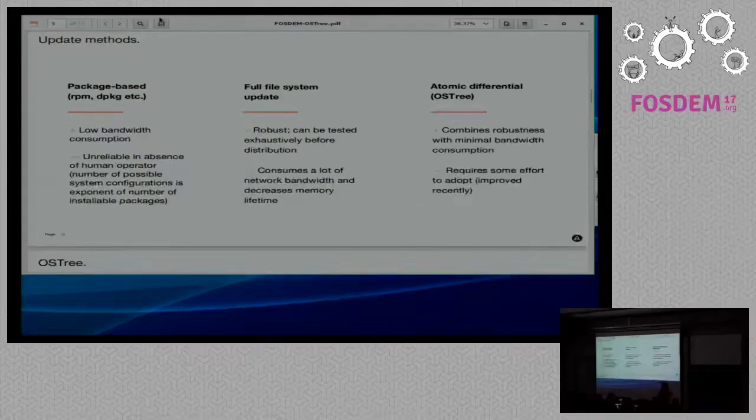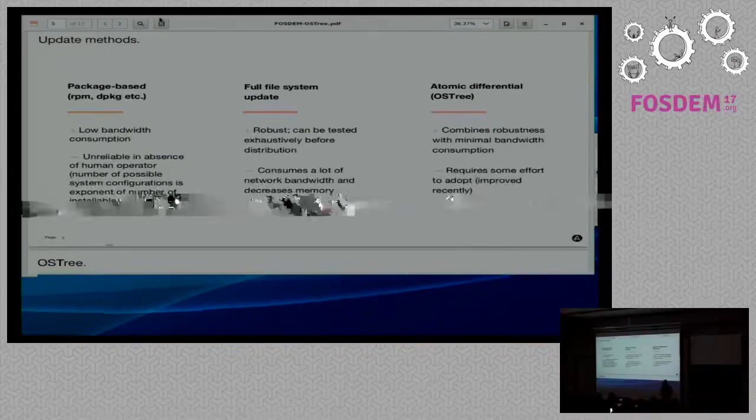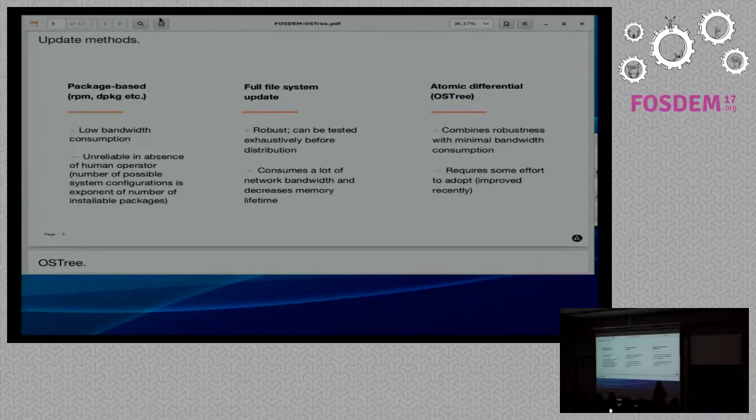As of now, we basically have three methods of delivering updates. First is package-based, what we use in all our desktop or server Linux distributions. It's nice, it's convenient. We only download what we want to download. That's very important for over-the-air updates where bandwidth is expensive.